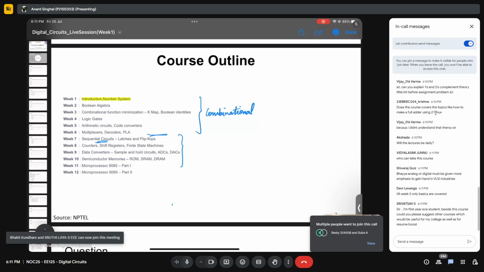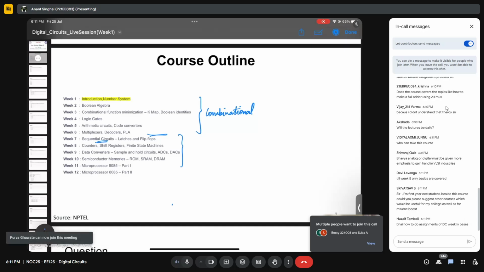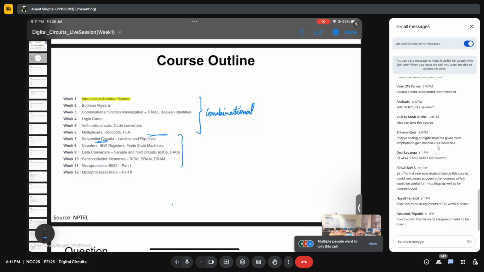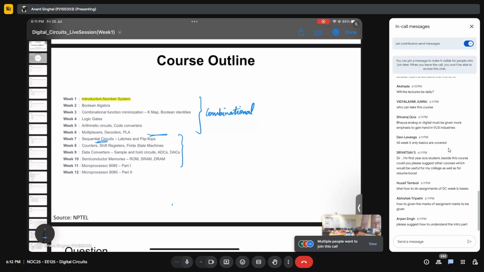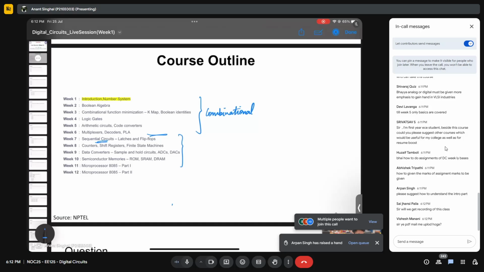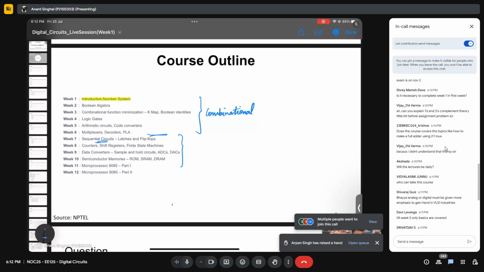There will be topics like one's complement, two's complement, and full adder also. I didn't understand the theory. I think the questions might cover some of the concepts that you might not be able to understand in the theory lectures. Analog or digital must be given more emphasis. There are a lot of courses on the NPTEL portal, such as analog circuits, semiconductor devices and circuits, and semiconductor device modeling and characterization. You can also enroll in those courses. Those are quite helpful for your domain expertise in the analog as well as the device level.